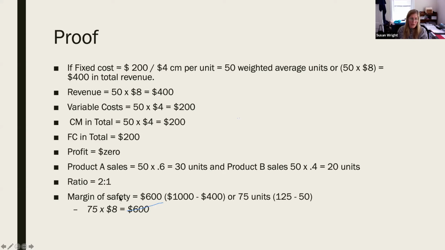And by the way, your margin of safety is $600, meaning 1,000 in sales minus 400 break even, or 75 units, which is 125 minus 50. This is another way to get it, 75 times your weighted average price. So it's really, you're just using the averages based on the sales mix.